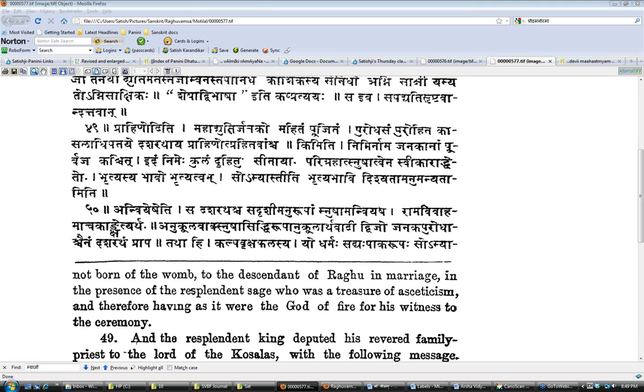So let's just give five minutes for introducing the next shloka, and we stop with that. This time is up. Let's go and see what you have.